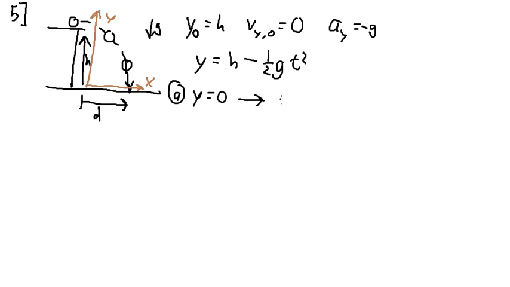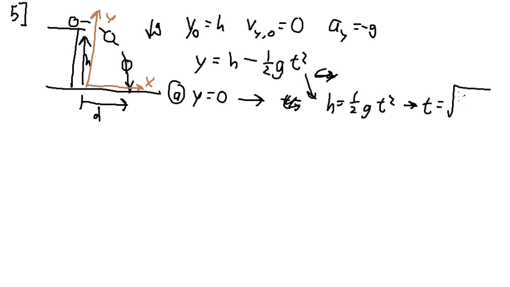Doing part A, let's take this equation and go with h equals 1/2 g t squared, and then t equals the square root of 2h over g, right? Nothing particularly difficult there. I'm just going to go ahead and do part B. Part B, what was its speed at the instant it left the table?